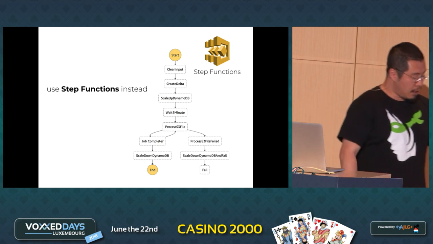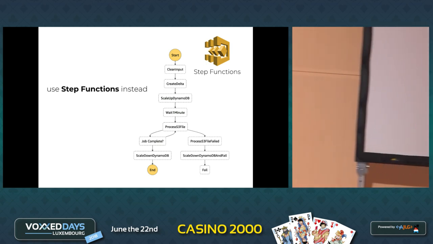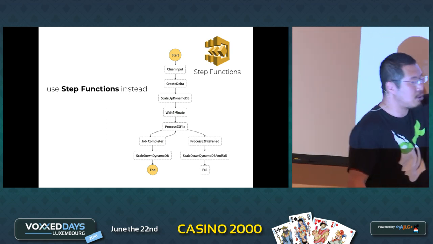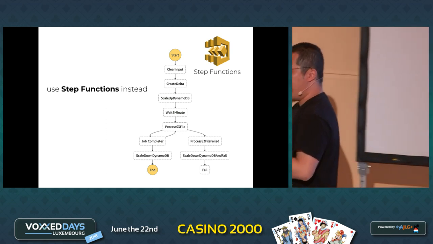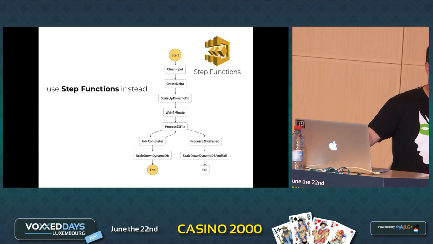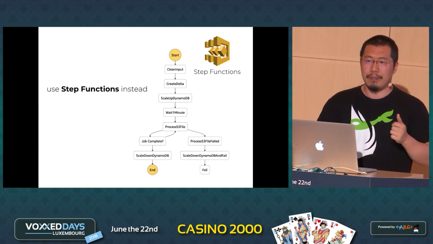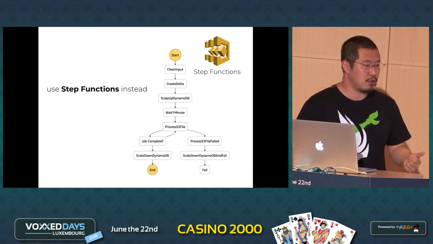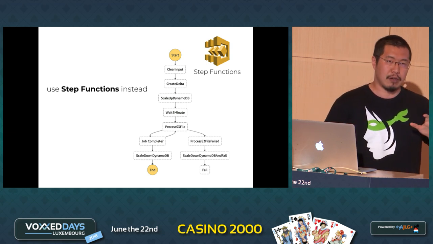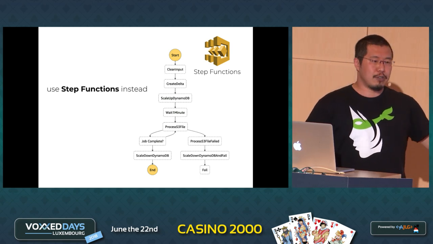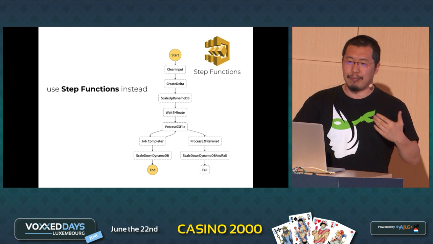Every single one of these boxes is one stage in the state machine, and every time you change state, it's one state transition, and you pay something like $25 for a million transitions, compared to about 50 cents for a million invocations of Lambda functions, provided that you're using, I think, 256 megabytes. That means when you're using Step Functions everywhere, the cost can start to rack up pretty quickly.